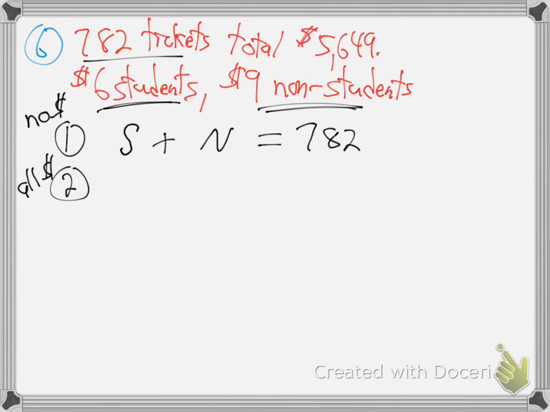So if S is the number of student tickets that were sold, maybe it's, I don't know, 400 of them or whatever. How much money did they get for selling those 400 student tickets? Yeah, times 6, huh? Just got to multiply by 6, right? So it's going to be 6S. That'll be the total money they get from selling all the student tickets. And if N is the number of non-student tickets they sold, maybe 300 or whatever, then the money is $9 times the number of non-student tickets, right? They're $9 each. Equals, and then just the total money, $55,649.